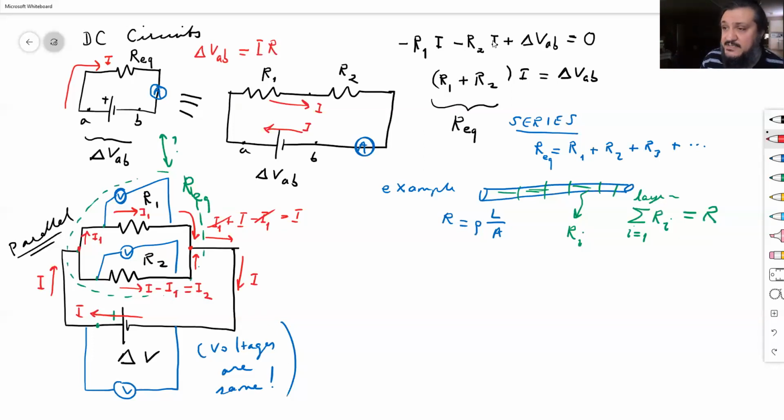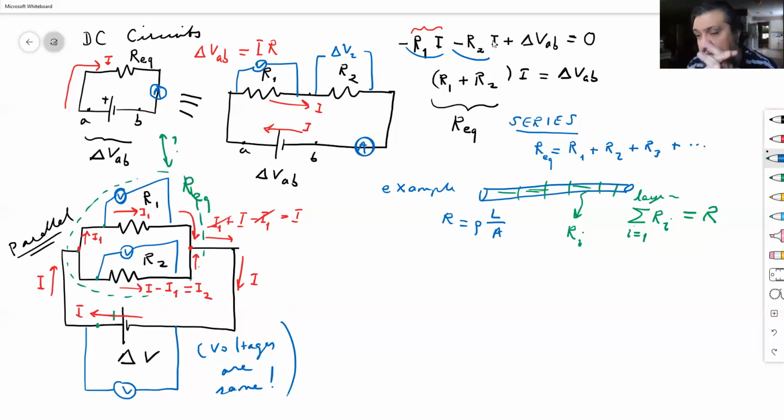Now check it out. In the series connection here, R1 times I was nothing but the potential drop across this. So if you connect a voltmeter, this is what you would measure. R1 times I. Similarly, here you would measure delta V2, if you will. So delta V1 plus delta V2, this plus that, would give you the terminal voltage. Okay, so in a series connection, there's only one current, but you add the voltages. But in a parallel connection, there's only one voltage for both, but the current splits. So you add the currents.